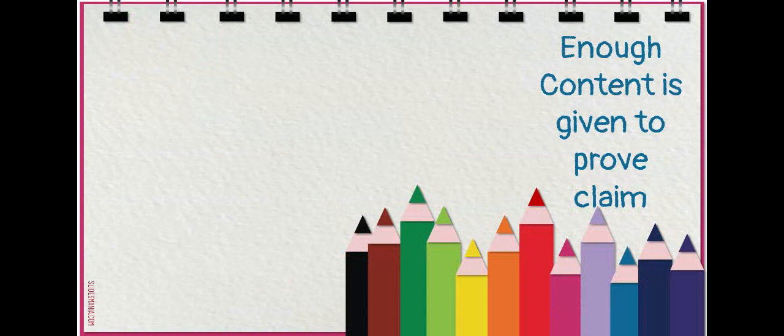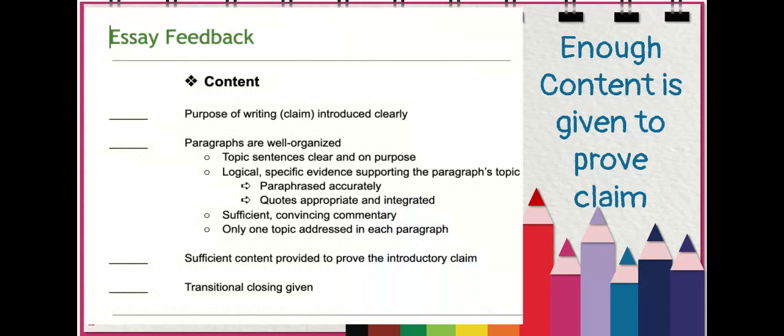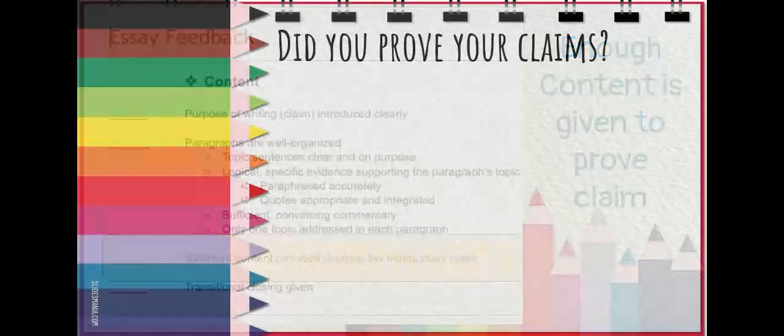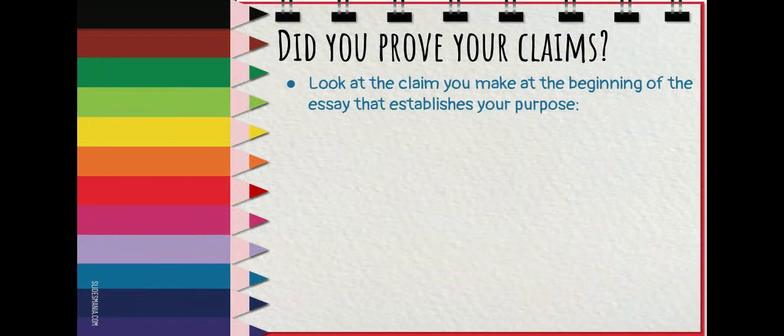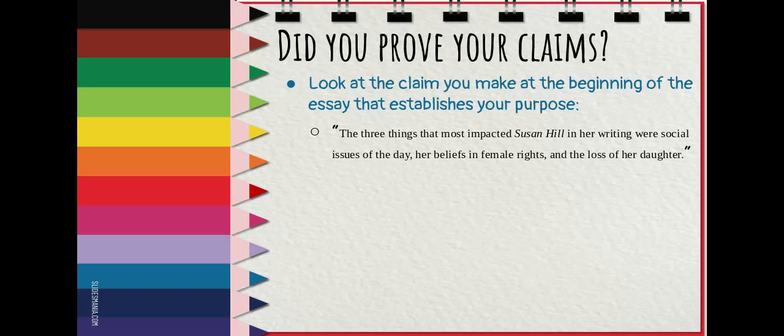Okay, we want to make sure that enough content is given to prove the claim. So remember your claim from the beginning, you're going to kind of list out the things that influence this author's writing. We want to make sure you have enough content to prove this claim. So look at the claim you make at the beginning of the essay that establishes your purpose. And so we're going to work with: the three things that most impacted Susan Hill in her writing were social issues of the day, her beliefs in female rights, and the loss of her daughter.